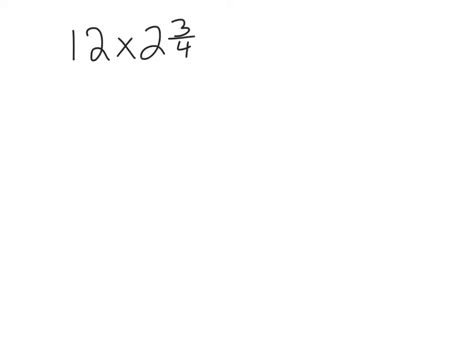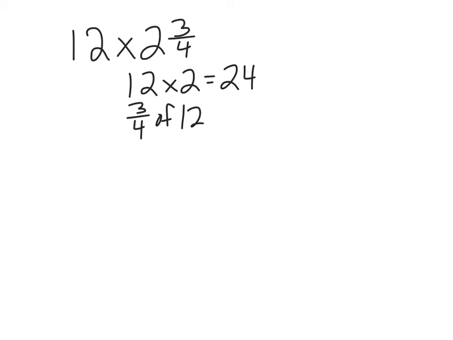And a lot of you used the strategy where you took that 2 3/4 and you broke it into parts and you did 12 times 2, and you figured out that that was 24, and then you also found out what 3/4 of 12 was using one of your strategies there. So like 12 divided by 4 is 3, times 3 is 9, and then you would add those pieces together and get a value of 33 for this problem. That is a great strategy to use when you are multiplying a whole number by a mixed number.